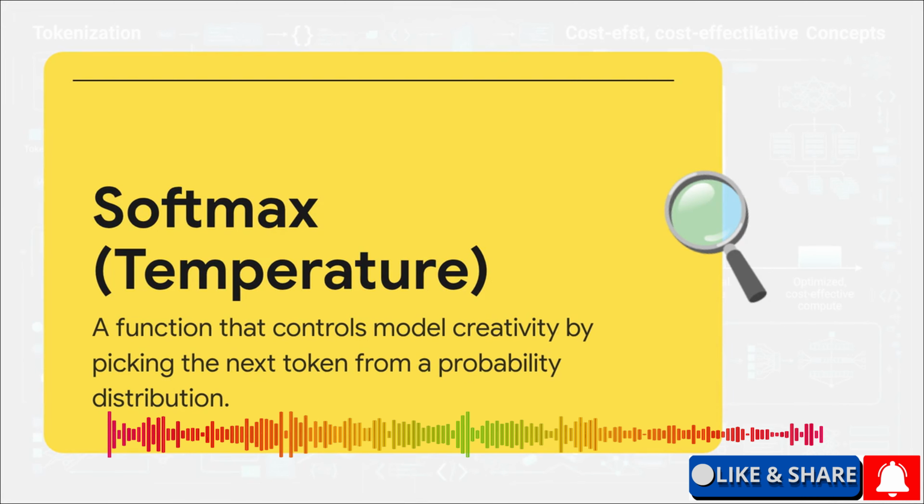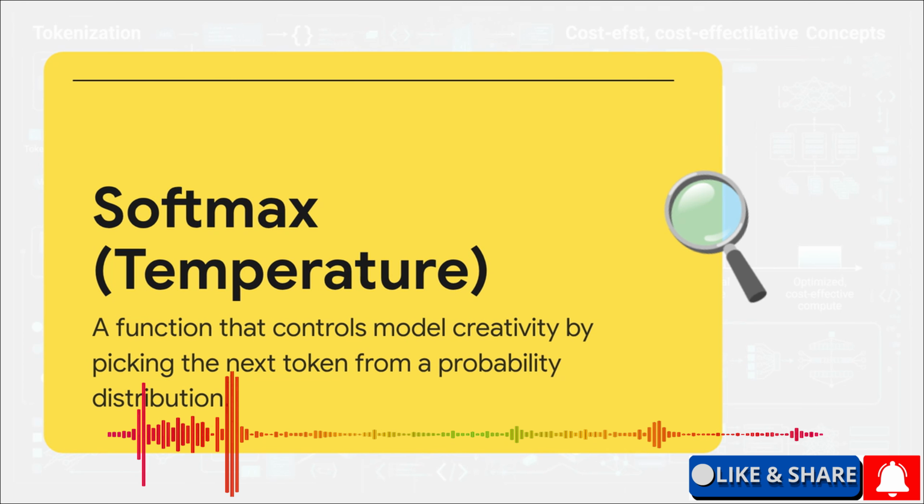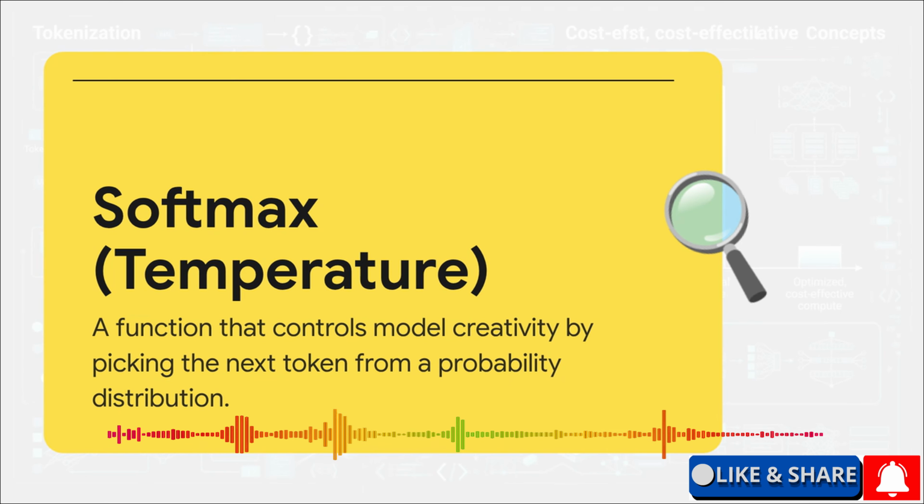So how exactly does it pick that next word? It uses a math function called softmax to create a probability list of several possible options. When you tweak the temperature setting in your API call, you're actually adjusting this softmax function. A low temperature forces the model to pick the most mathematically obvious word every time, but turn the temperature up and you allow it to occasionally pick slightly less probable tokens, which gives you a much more creative and varied response.